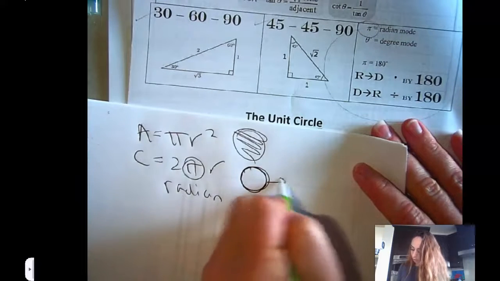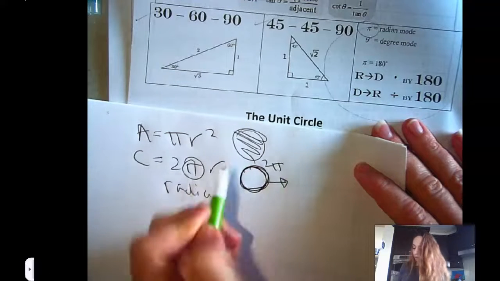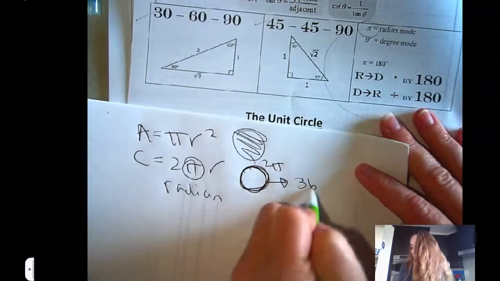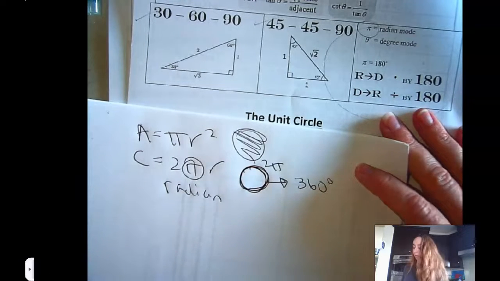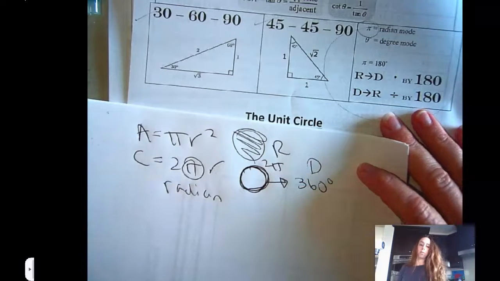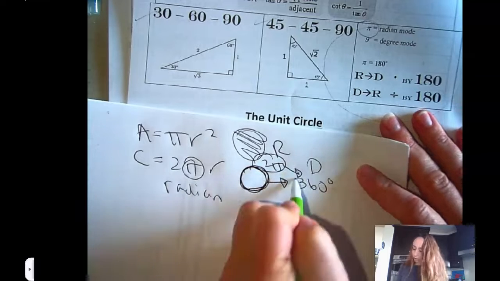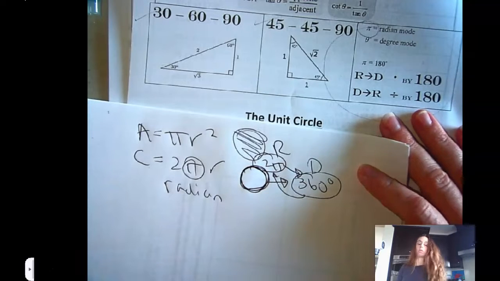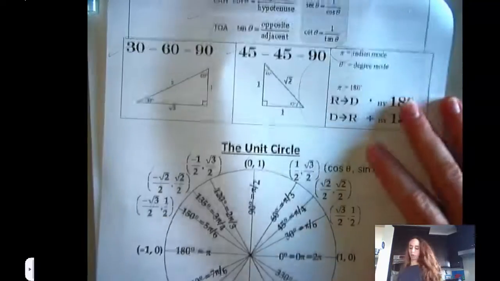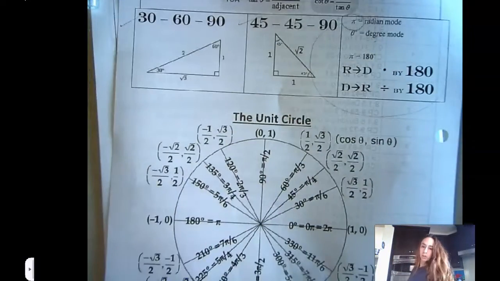A circle, while it is 2 pi all the way around, we've also learned that it's 360 degrees all the way around. So this represents degree mode, and this represents radian mode. So when you see 2 pi, you think 360. When you see 360, I want you to think 2 pi. Okay? So that's when we'll talk about going from radian to degree. That's like English to Spanish, Spanish to English.